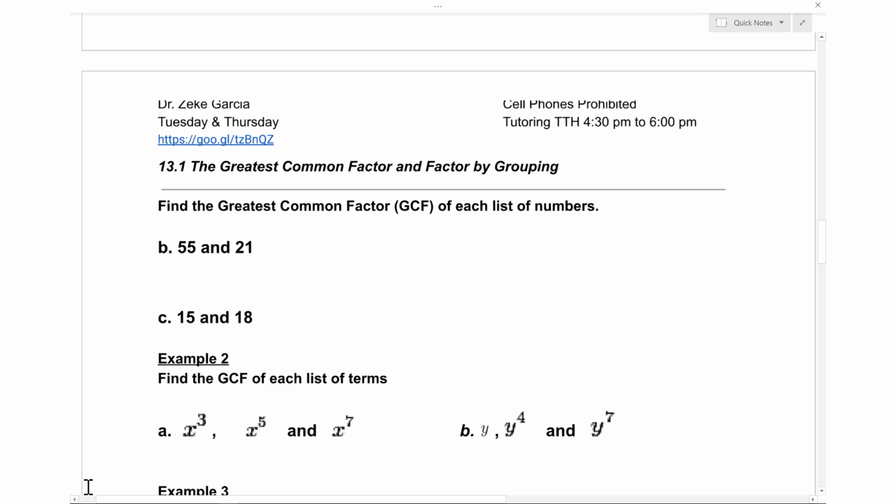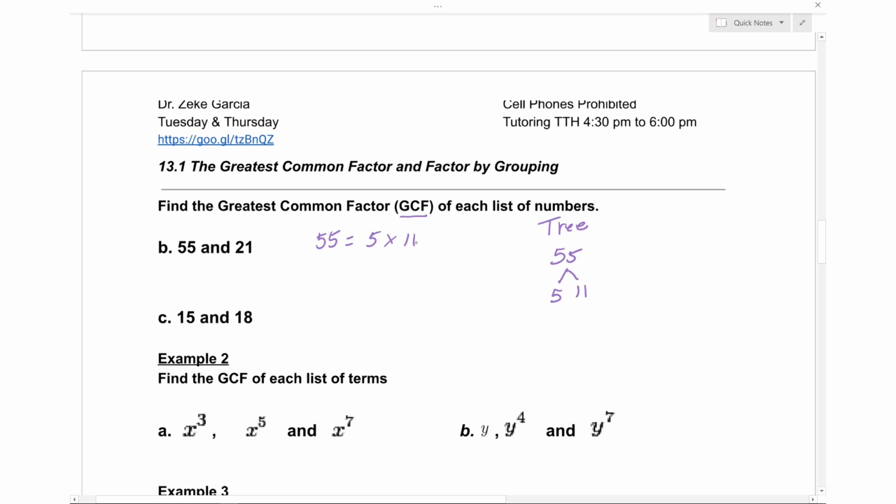For the next two sets of numbers, we're going to find the GCF, or the greatest common factor. What you want to do is make a factor tree. So we'll start with 55, and you're going to multiply two numbers that give you 55, and we know that we have 5 times 11. Now those are prime.